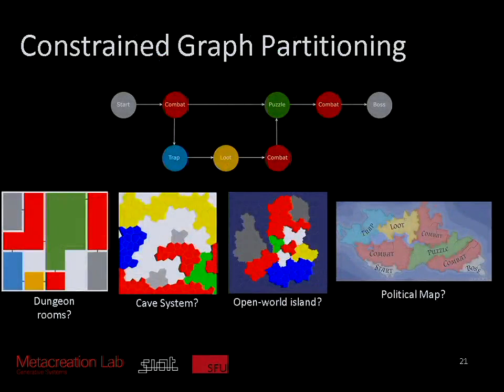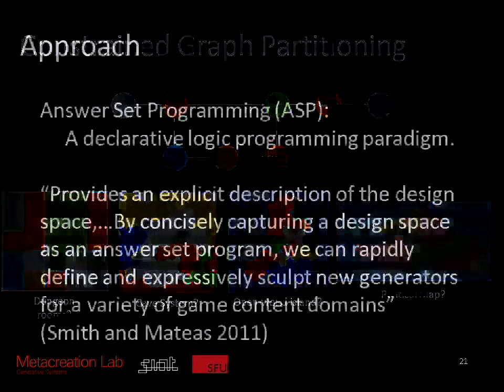Now, you might have noticed that I've not been committing to a specific type of game space. That's because I'm kind of exploring this idea. But we can see, for example, when the underlying structure is a grid, we can get something that looks more like rooms. When it's a Voronoi diagram and looks more organic, we get something that looks like a cave system. When it's done on an island, then we can have something like an open world island or a political map. And it really depends on how you interpret the mission graph and what your underlying structure is.